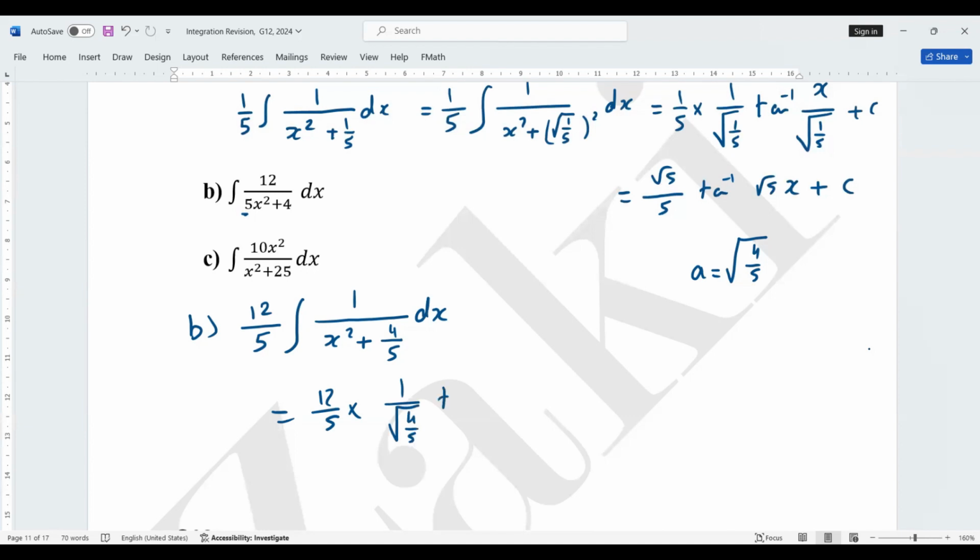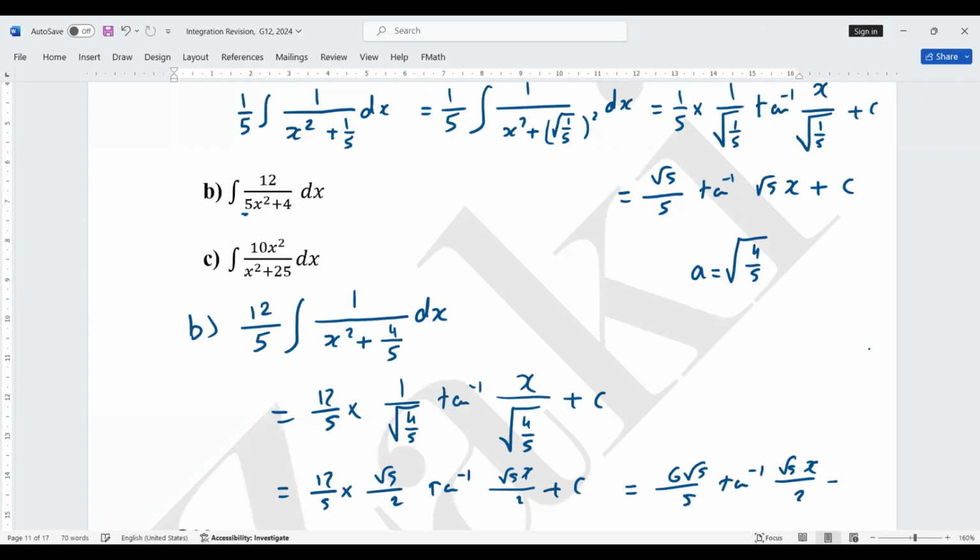Tan inverse x over a, x over square root of 4 over 5, plus constant. If you need to simplify more, it's 12 over 5 multiplied by radical 5 over 2 tan inverse radical 5x over 2 plus constant. Or more simplified, 2 cancels with 12, it is 6. So it is 6 radical 5 over 5 tan inverse radical 5x over 2 plus constant.